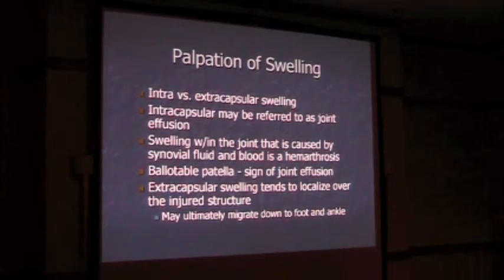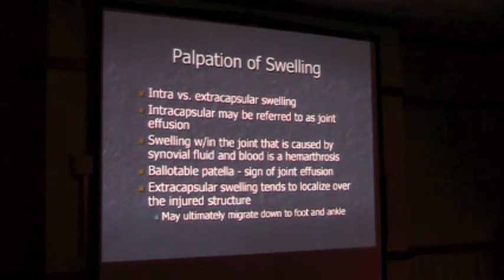Then you go into the swelling aspects. Is it within the joint or is it extracapsular, outside of the joint? Intracapsular is actually a joint effusion, meaning a swelling in the joint. A lot of times you can tell this by looking at the knee, palpating the knee, see if it's a little squishy, push on the kneecap. We call it a ballotable patella. If the kneecap kind of feels like it's floating on something like jello, that means that they've got an effusion in the knee.